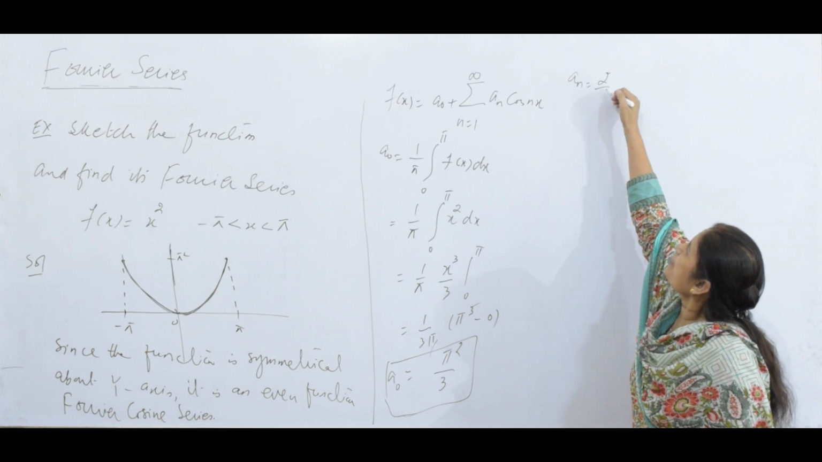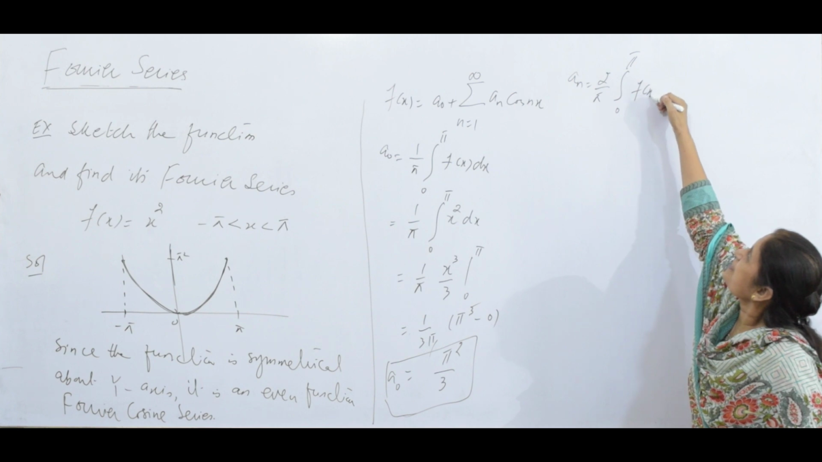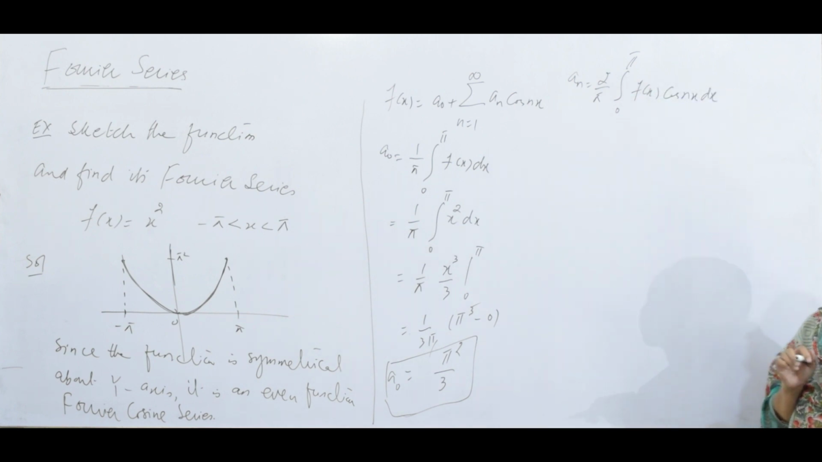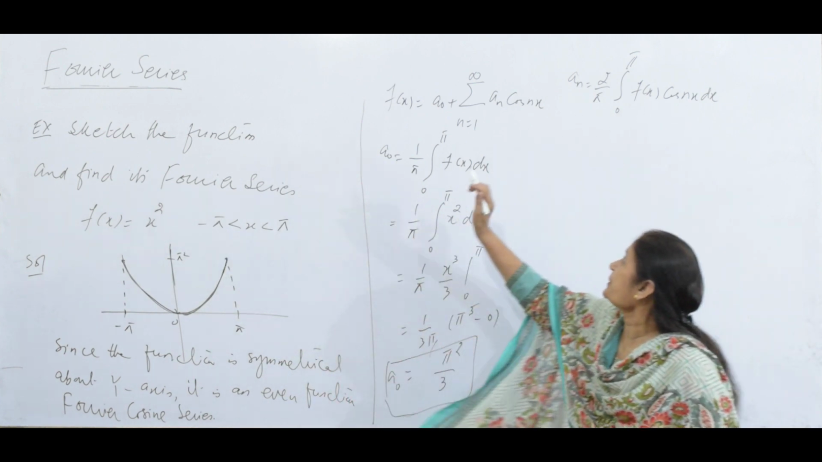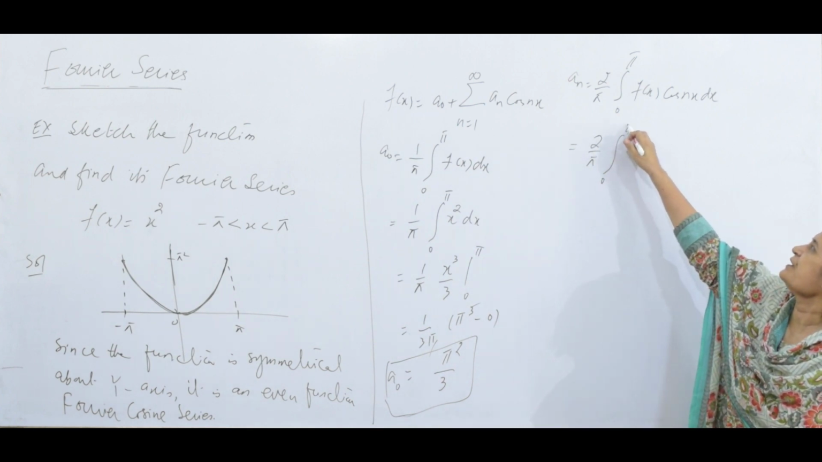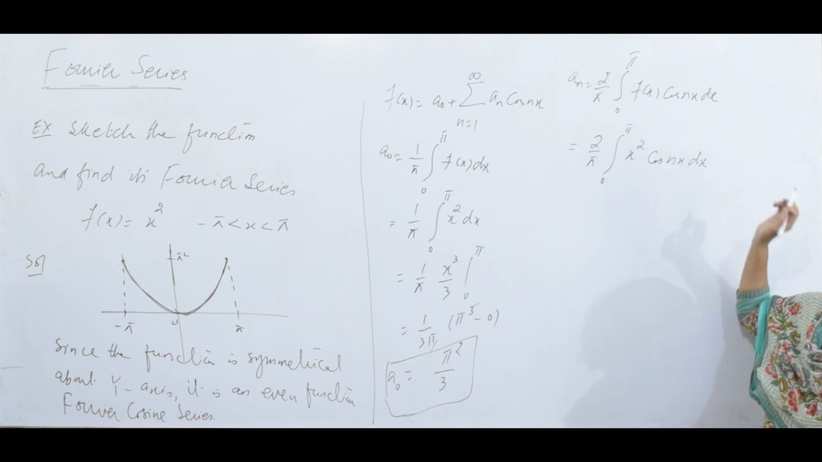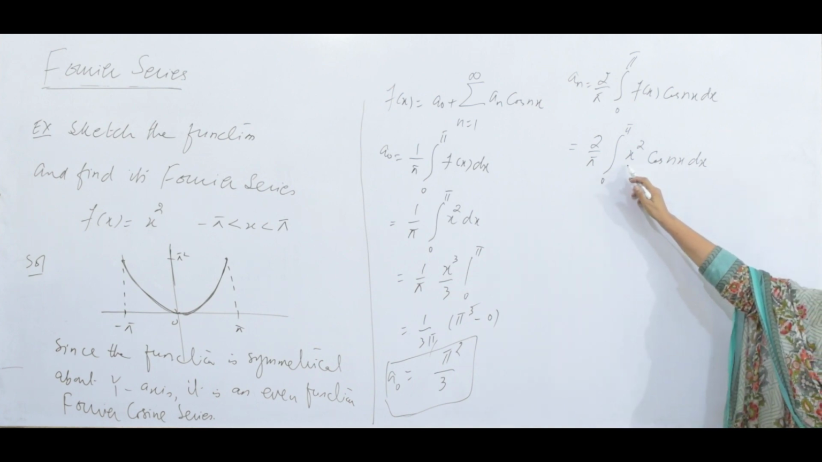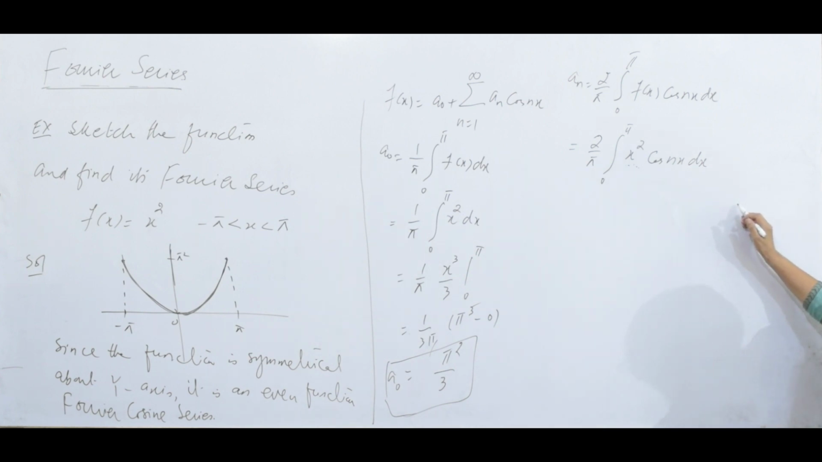a n will be 2 by pi, 0 to pi f of x cos nx dx. Now 0 to pi f of x is x square. 2 by pi as it is, 0 to pi x square cos nx dx. Now we have to integrate x square and cos nx. Since x square is a polynomial, that is taken to be the first function. Let me have the tabular integration.